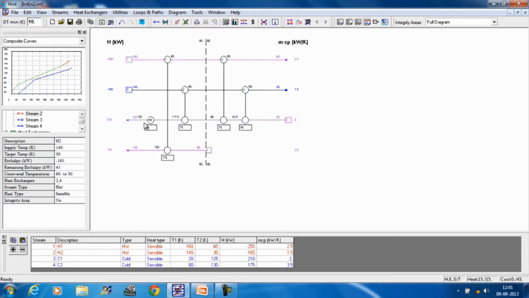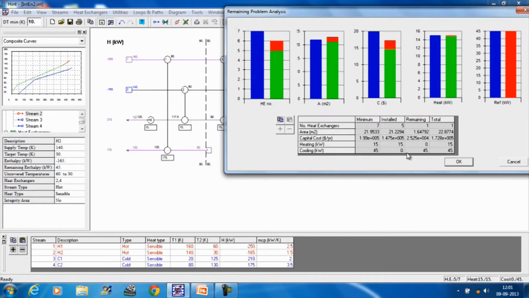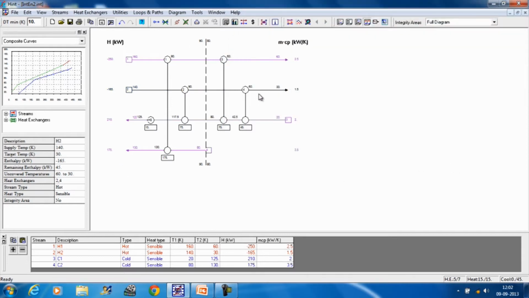So, after putting the heater, we again go to the remaining problem analysis. Here we have now put 5 heat exchangers. The combined area is 21.2294, and there is one remaining, that is the cooler, whose area is 1.64972, and the total area combining this remaining and installed is 22.8774. So, we see that it has decreased, and hence the increase in the area has also reduced. We will see that later. So, we can accept this heat exchanger. So, now here we have to place a cooler.